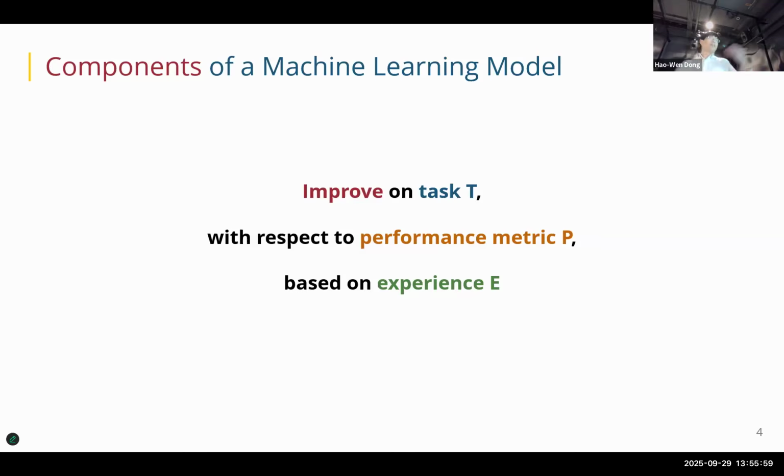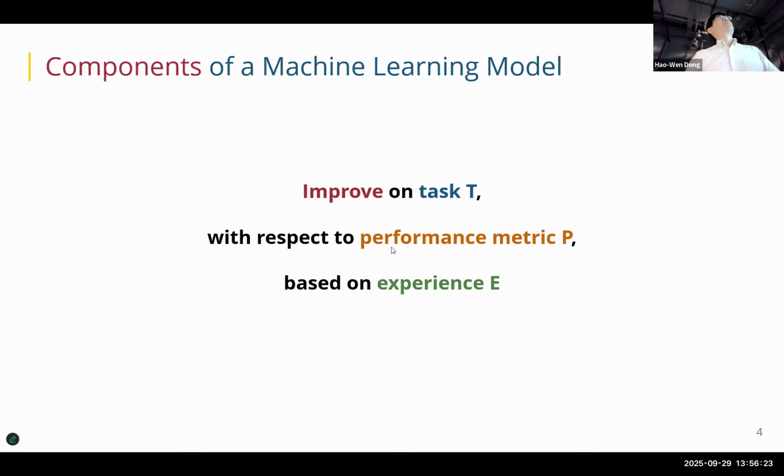Sometimes you won't see experience E. A model doesn't really look into the data and somehow it just improves on task T. Then we call it an optimization algorithm rather than a machine learning model, because it's not learning from data, but rather it's just doing some optimization.